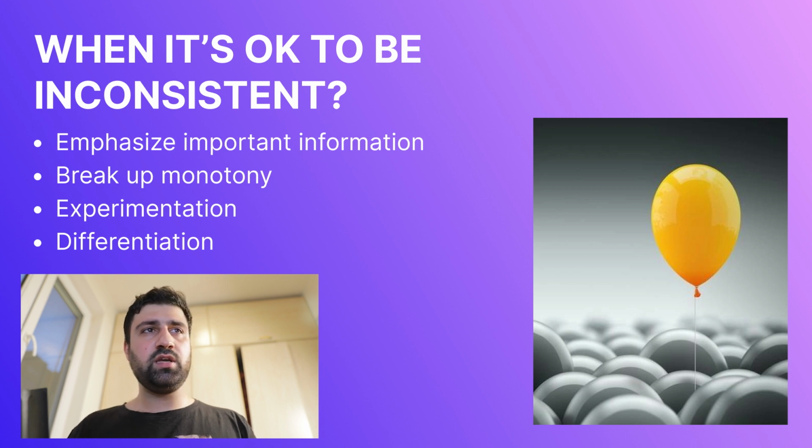Third case would be experimentation. You can experiment with some inconsistency that can lead to new ideas and approaches, and then you can test it. Maybe users would like it, and maybe you would think to involve that in the design system. And lastly, if you want some differentiation, some element to completely be opposite of everything you have in the design system, it very rarely happens, but sometimes you might need that.